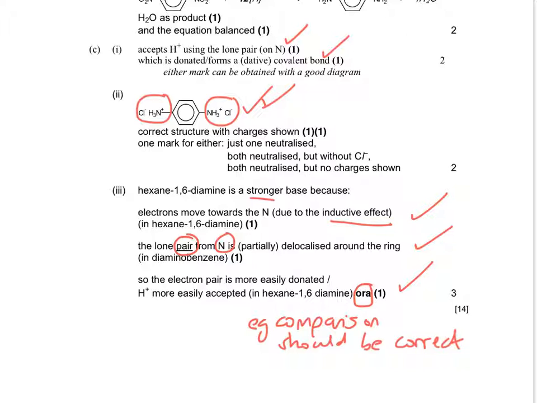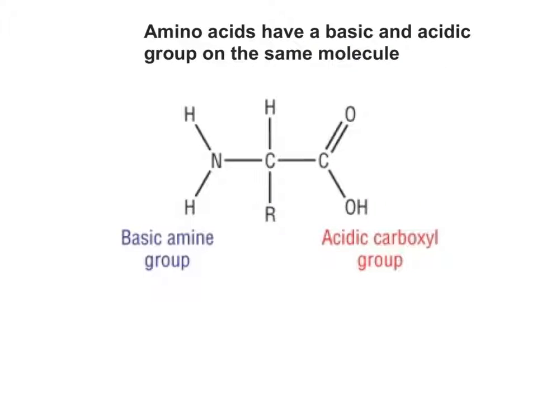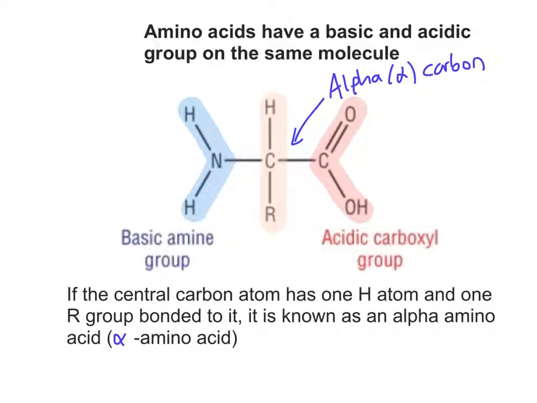Okay, so let's move on now to amino acids. An amino acid is a structure that has a basic and an acidic group on the same molecule. So you have an alkyl chain of some kind in the middle, a carboxylic acid group, and an amine group. And if the central carbon has one hydrogen atom and one R group bonded to it, it's then known as an alpha amino acid. So in this case it's the central carbon that has the R and the H bonded.